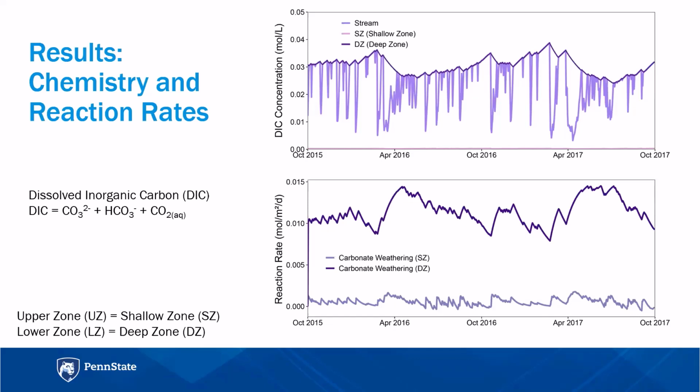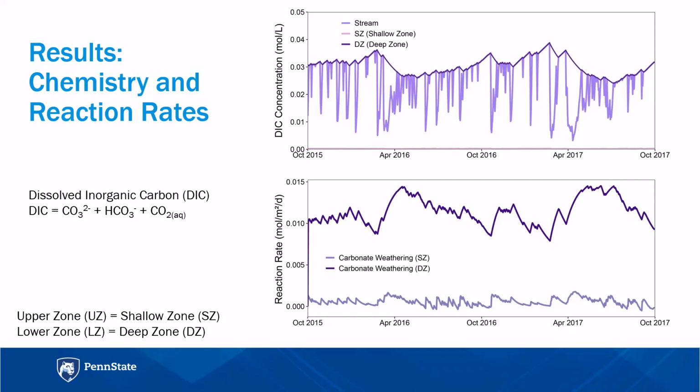And so if we focus on the top figure, we can see that the concentration of DIC is consistently higher in the deep zone with this dark color compared to the shallow zone, this light color that's almost zero. And so this makes sense since we started with more solid calcium carbonate in the deep zone to reflect where the calcite bedrock is in our catchment. And so more calcite is available in the deep zone, and so more calcite is dissolving to produce calcium ions and carbonate ions.